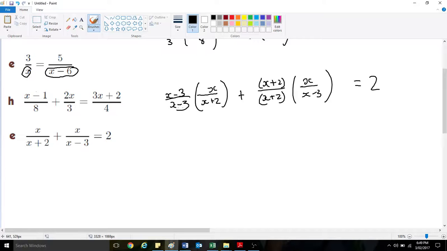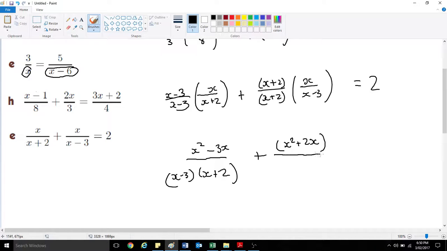So let's expand these. Now we're not going to expand the bottom, we're just going to expand the top. Okay, so x times x take 3. So up here we're going to have x squared take 3x on top of x take 3 times x plus 2. And over here we're going to have x squared plus 2x on top of x take 3 times x plus 2.